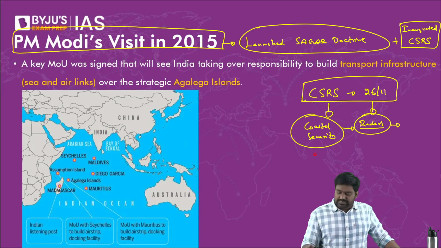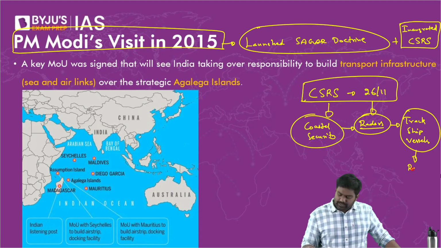And these radars can track the movement of ships and vessels in real time. It provides for real-time tracking, which improves maritime surveillance capabilities.